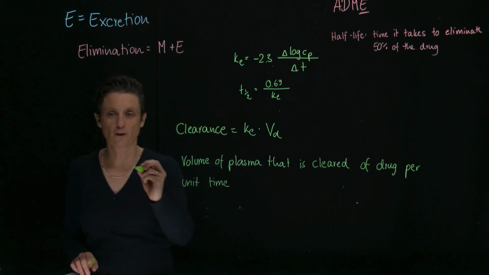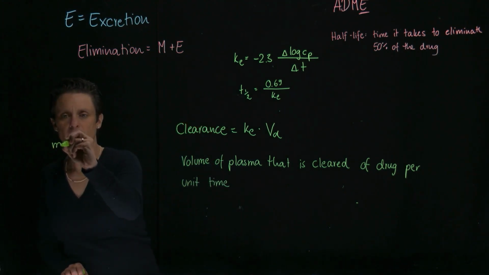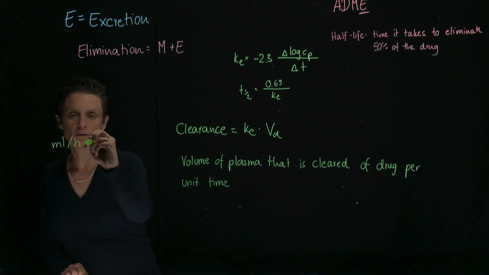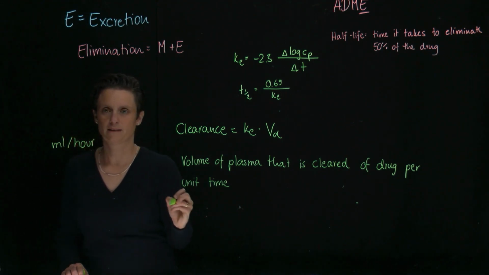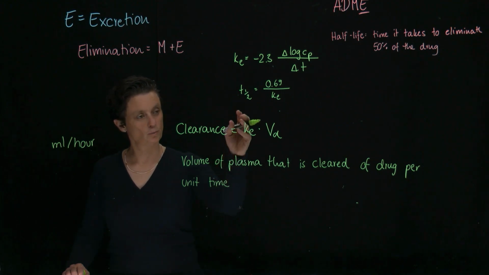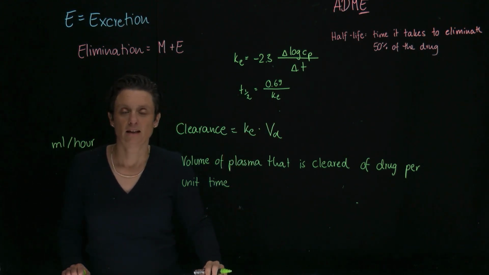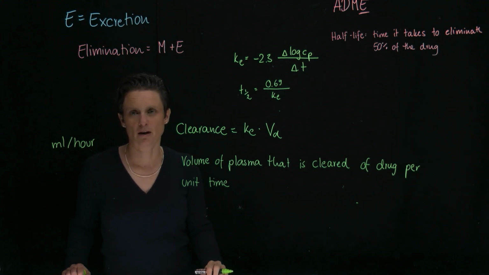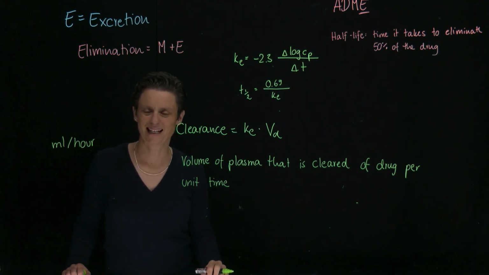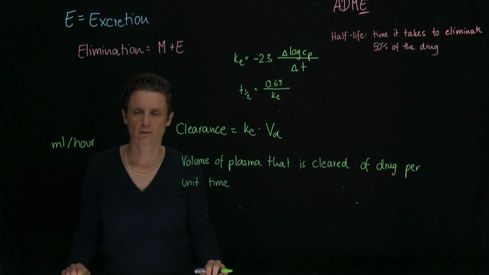So clearance is a flow. The units are milliliter per hour or per minute. Clearance is related to both the volume of distribution and Ke. And it's another very important parameter that we need to consider when we're dosing drugs, when we want to know something about their process of elimination.